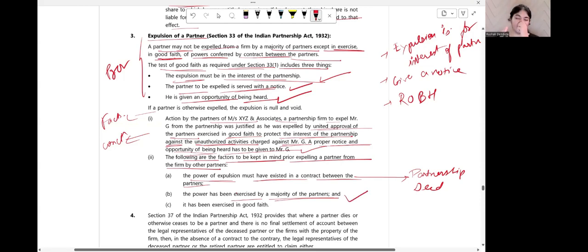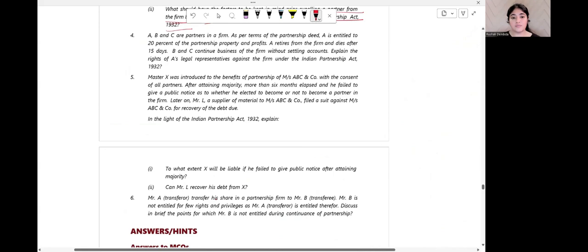Majority of partners: if 5 partners are there, at least 4 partners, 3 partners should be agreeing to this. It has been exercised in good faith. You're doing this in good faith. Okay? Clear, everyone? Yes, ma'am. Okay, let's go to the next question.